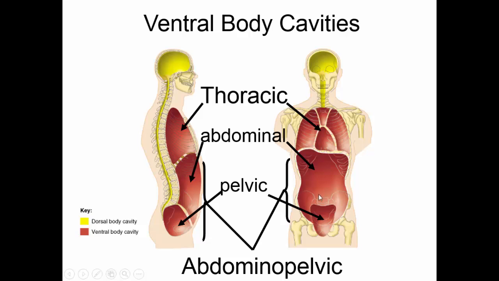See where your hip bones come here? So any of this region is your pelvic region. In the abdominal cavity, you will have the stomach and the intestines and other digestive organs. In the pelvic cavity, you have the urinary bladder and any of the internal reproductive organs.